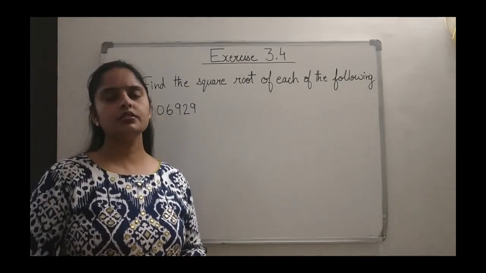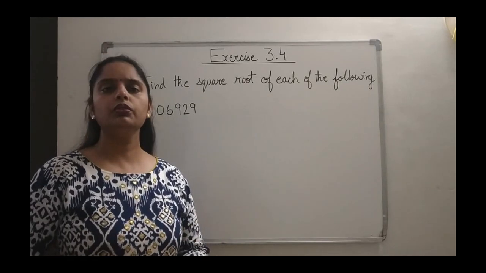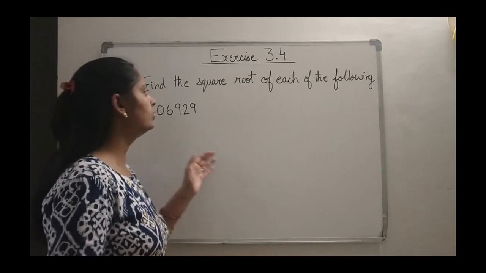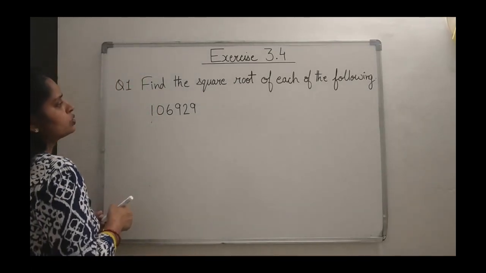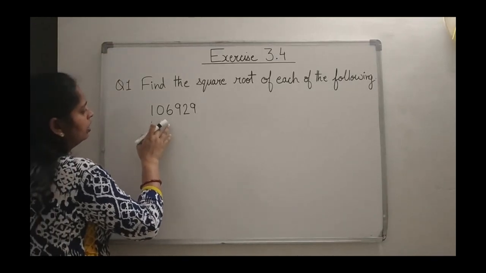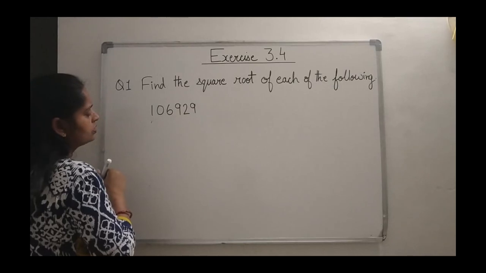Hello students, as we have done with all the formulas for how to find square roots by the division method, today we will start with the exercise. See the very first question: find the square root of the following. Now, this number you got is 106929. For this we have to find the square root. So how do we do it?